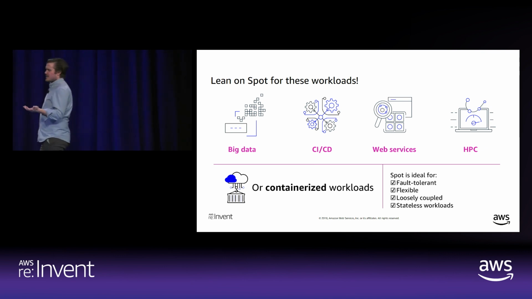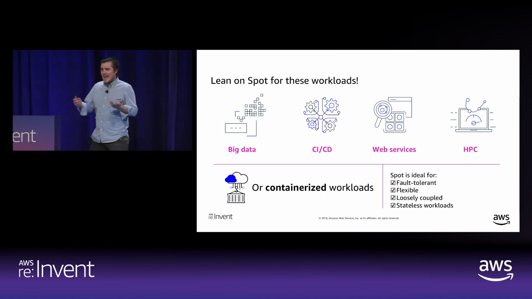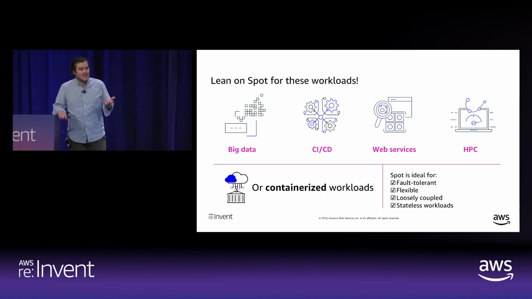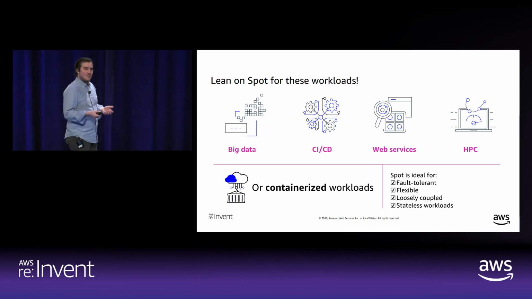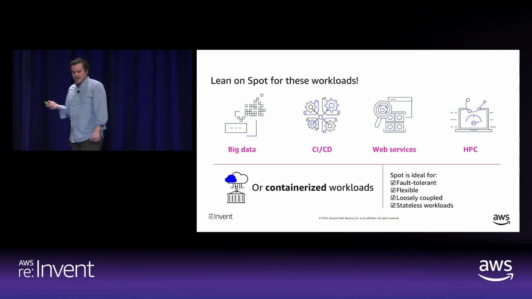CI/CD, hopefully this is an intuitive one. If you're doing tests and build servers, hopefully you can handle a failure quite gracefully, because that's the whole point of a testing system and deployment system. A Spot instance is just a different type of failure that you need to handle when you're running a CI/CD pipeline.